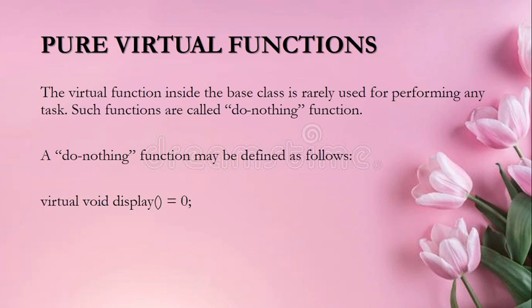So you can take the same example and try this concept. It will work perfectly. It won't pass any error. You don't need to unnecessarily give something in the definition, as this is the base function, and this is a do-nothing function. You don't need to define anything. Just say virtual void display equal to 0. The program will automatically understand it's a do-nothing function, and it will take it for granted.